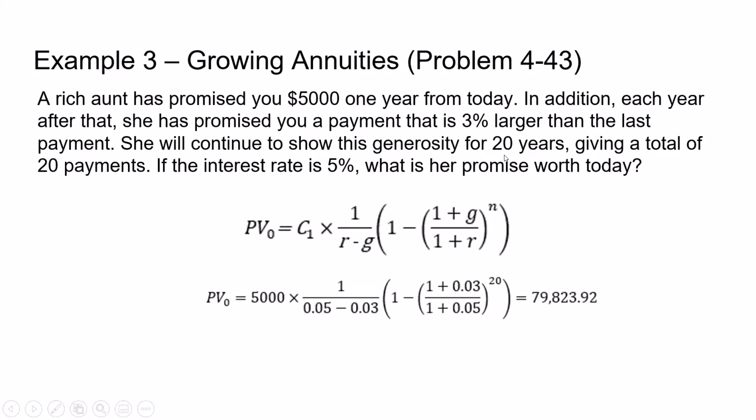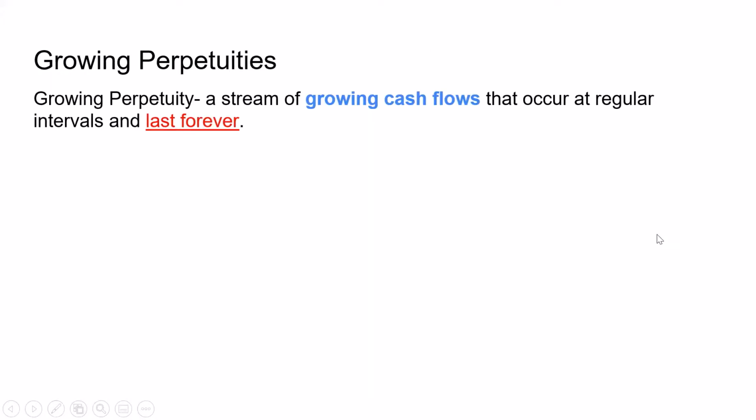So putting all that into the formula, we get our present value equals 5,000 times 1 divided by 0.05 minus 0.03, multiplied by 1 minus 1 plus 0.03 divided by 1 plus 0.05 to the power of 20. And this gives us a present value of $79,823.92.